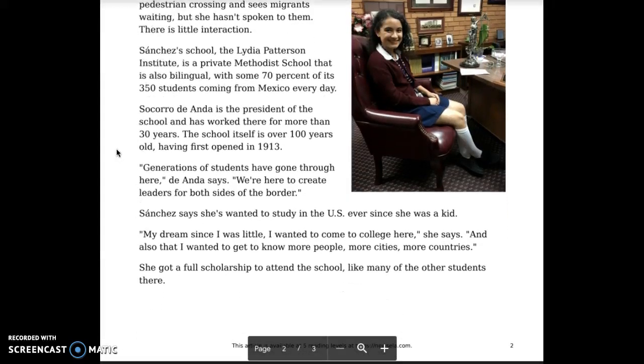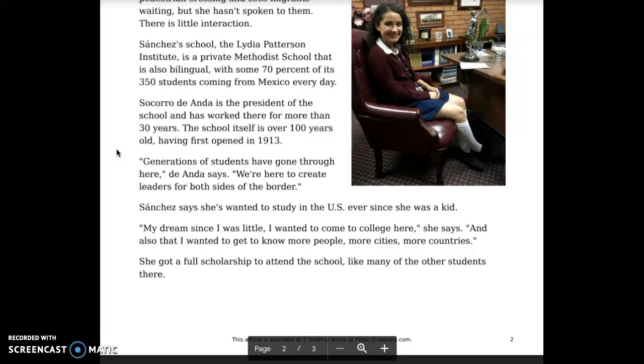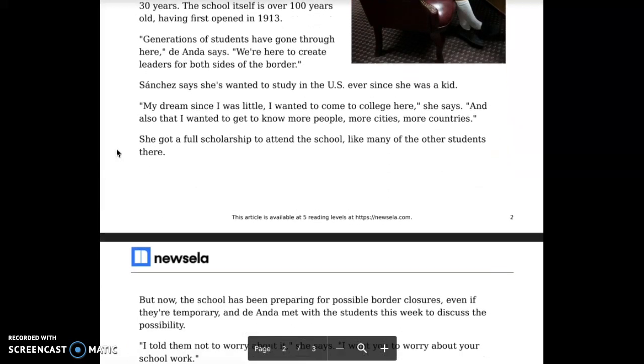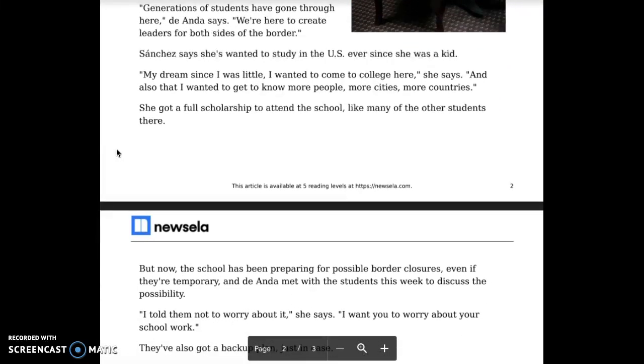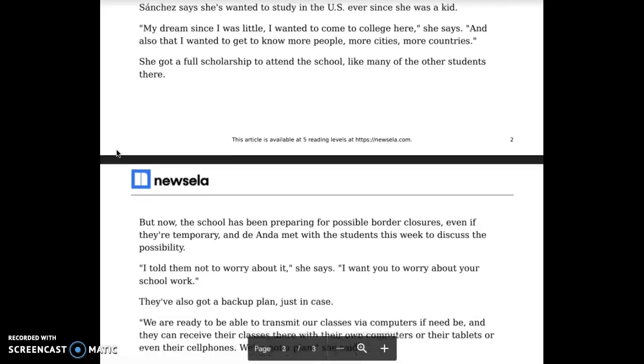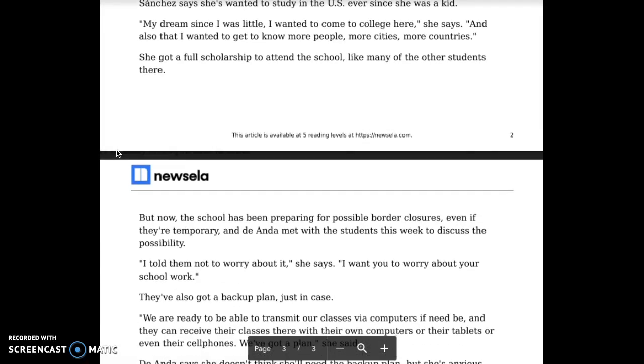Generations of students have gone through here, says de Anda. We're here to create leaders for both sides of the border. Sanchez says she wanted to study in the U.S. ever since she was a kid. My dream since I was little, I wanted to come to college here, she said, and I wanted to get to know more people, more cities, more countries. She got a full scholarship to attend the school, like many of the other students there.